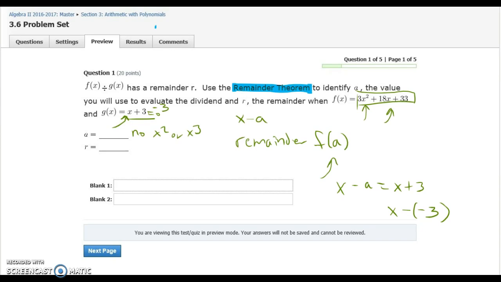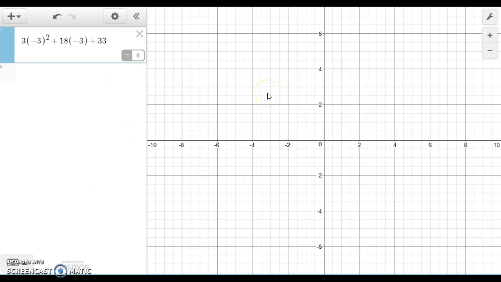To evaluate, I will take this f of x function and I will rewrite it with blanks inside. I add 18 and then I leave a space, and then I add 33. Now again, I'm evaluating this as f of a, so if my a is negative 3, then that's what I'm going to plug in here. And then once I have it all plugged in, I'll evaluate it. So I've taken that expression, I've typed it into a calculator, and I've got my answer right here, which says it is equal to 6.